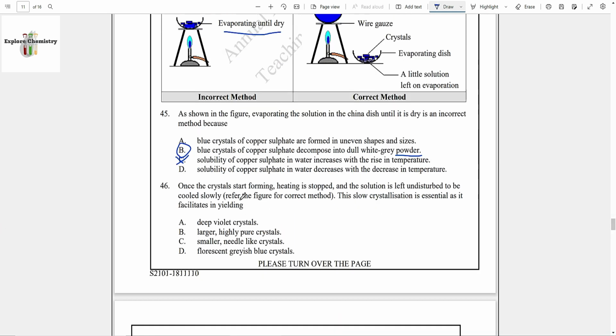46. Once the crystals start forming, heating is stopped and the solution is left undisturbed to be cooled slowly. Refer to the figure for the correct method. This slow crystallization is essential as it facilitates in yielding deep violet crystals, large highly pure crystals, small needle-like crystals, fluorescent grayish blue crystals. Larger highly pure crystals will be given in this correct method.